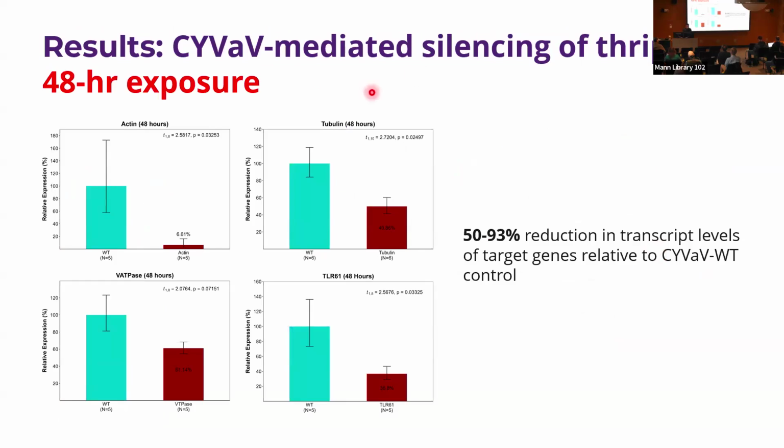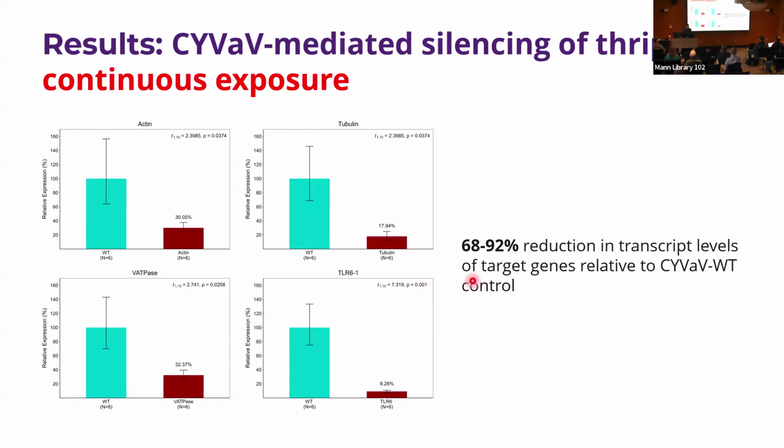First, with the 48-hour exposure, what we saw was astonishing. 50 to 93% reduction in transcript levels of the target genes. As you can see here, this is 93%, which is pretty cool. Then with the continuous exposure, it's a similar story, 68 to 92% reduction or silencing.